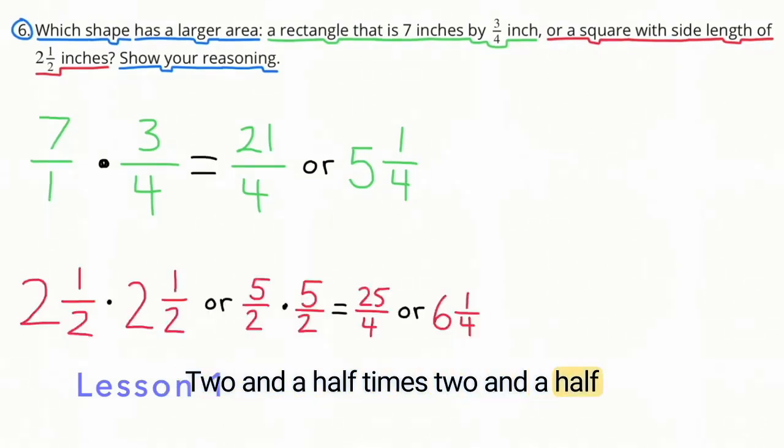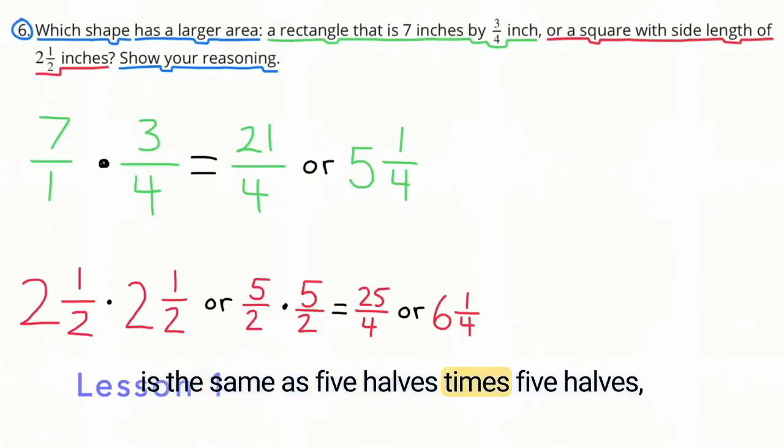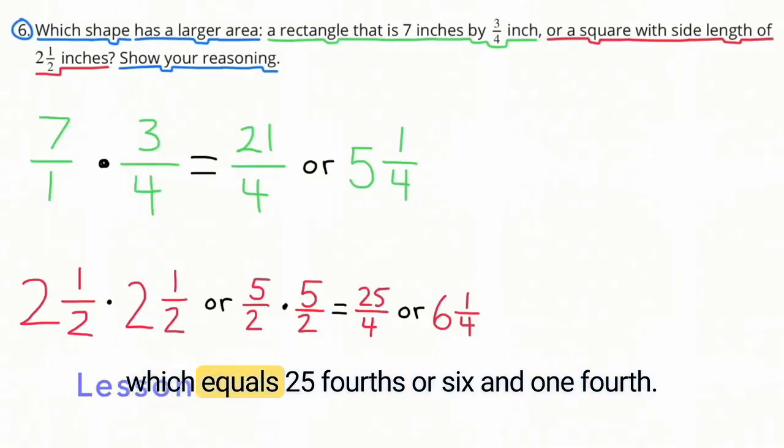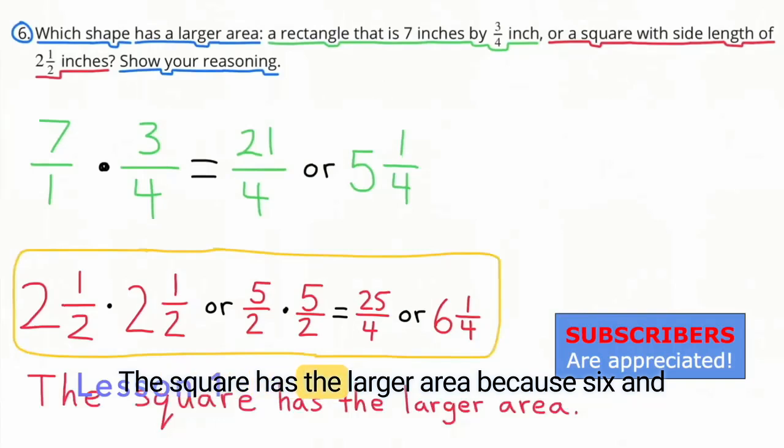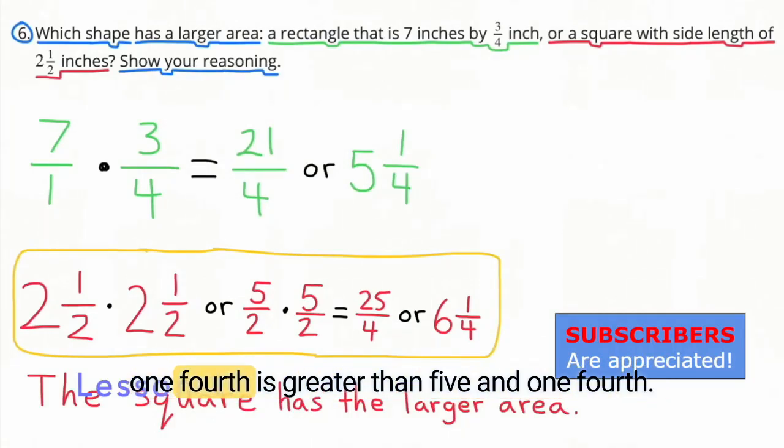2.5 times 2.5 is the same as 5/2 times 5/2, which equals 25/4, or 6 1/4. The square has the larger area because 6 1/4 is greater than 5 1/4.